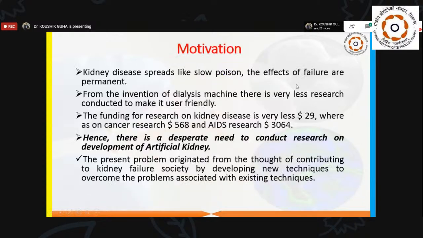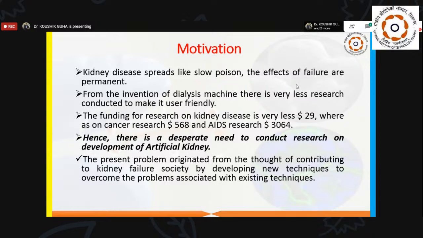So what is the motivation? The motivation is that kidney disease spreads like slow poison. The effects of failure are permanent. Since the invention of the dialysis machine, very little research has been conducted to make it user friendly. The funding of research on kidney disease is very small, $29, whereas on cancer research it is $560, and AIDS research $3064. So compared with cancer and AIDS, the money invested in kidney research is very, very little. Hence, there is a desperate need to conduct research on the development of an artificial kidney.